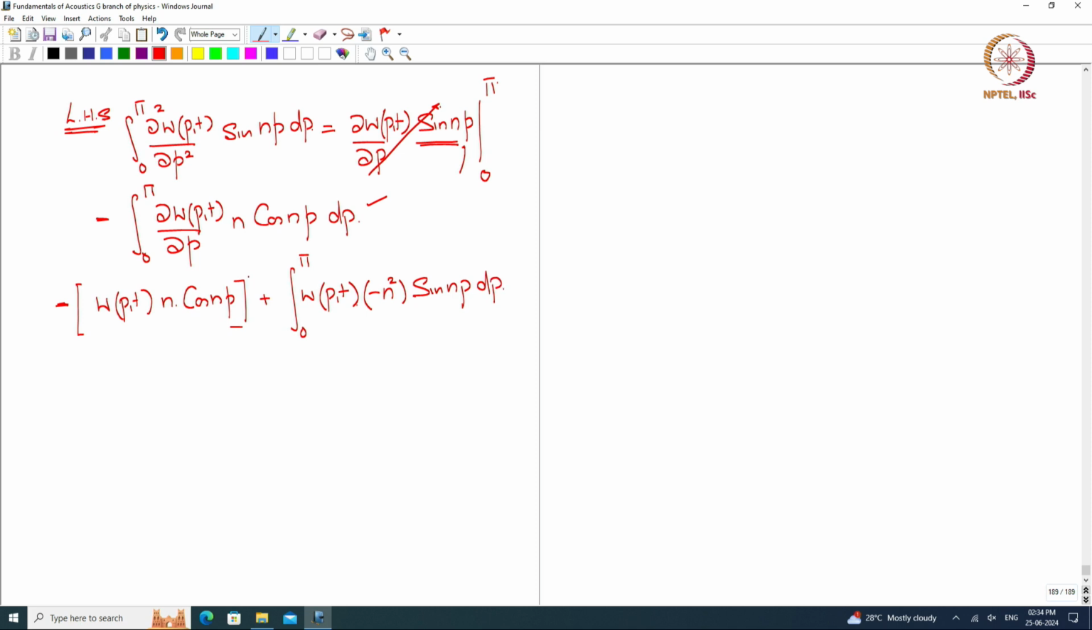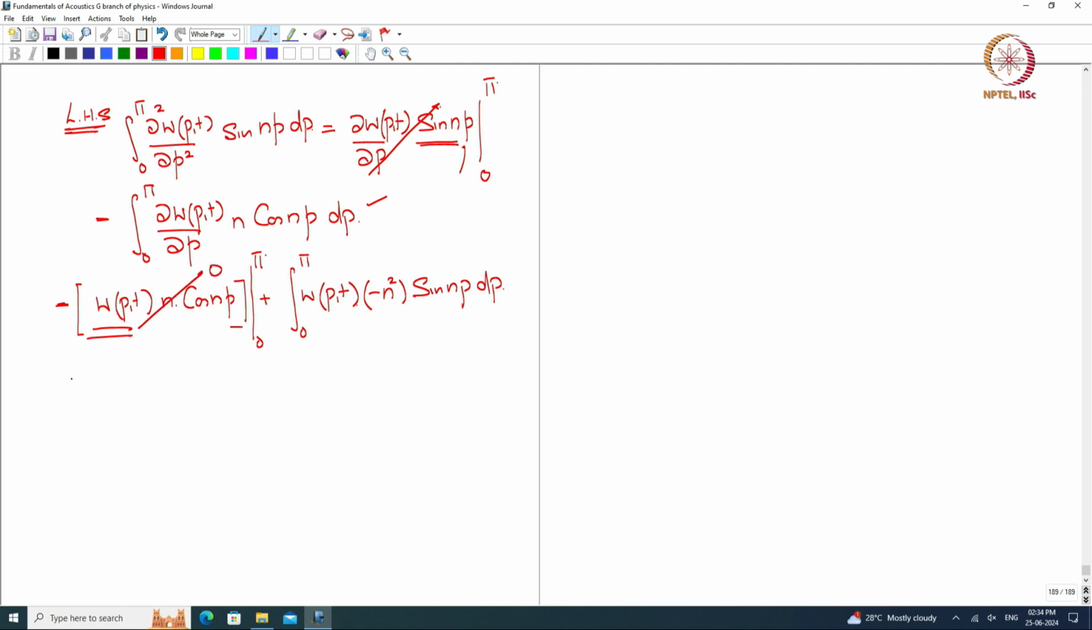Okay, and the limits are 0 and pi. Now w p comma t is 0 at 0 and pi. It's a fixed string, fixed at x equal to 0 and x equal to L, or p equal to 0 and p equal to pi. So this boundary term again goes to 0.